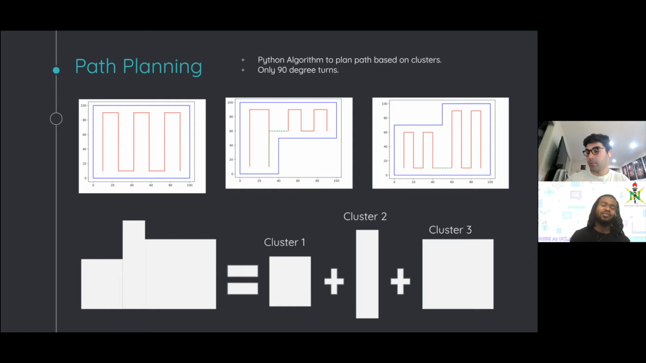Okay, so in terms of path planning, we decided to restrict our scope so that each floor plan is made up of clusters where each cluster has one single width and one single height throughout the cluster. And because of this restriction, we were able to do path planning in each individual cluster and then just form a path from one cluster to the next. We also decided that the robot would only take 90-degree turns.